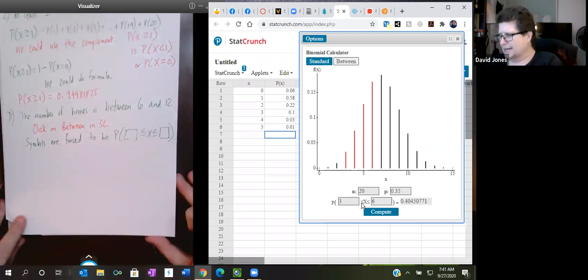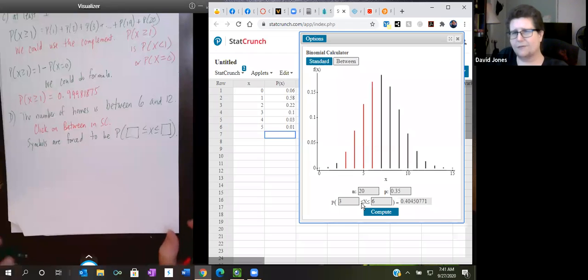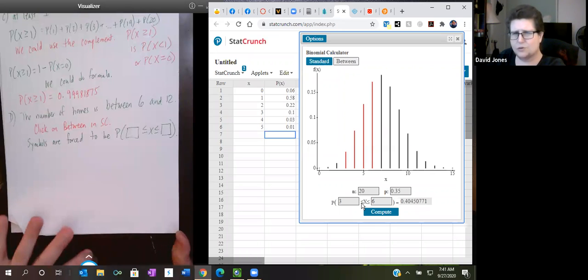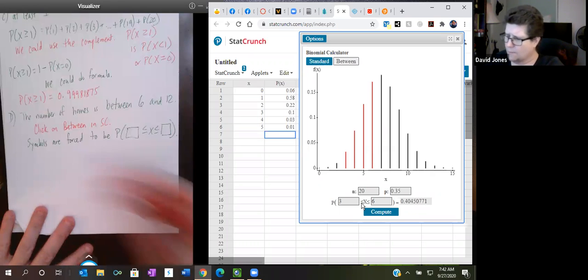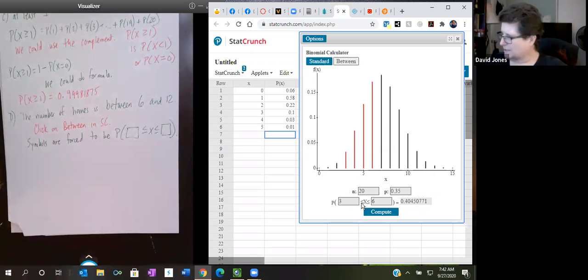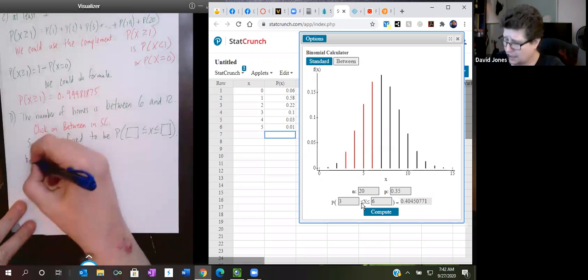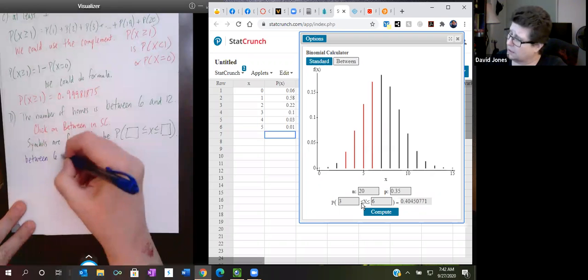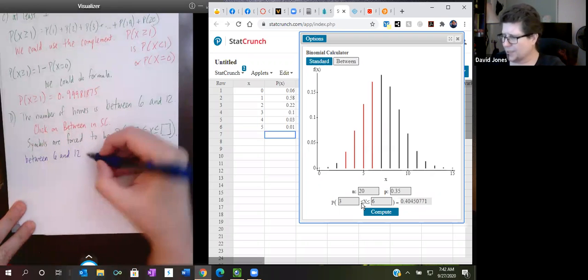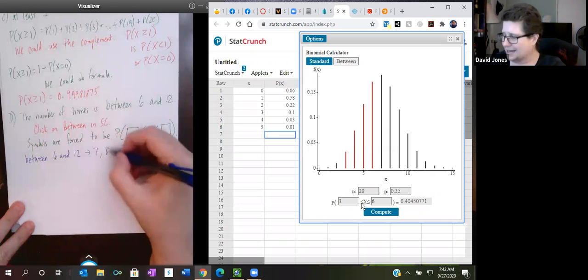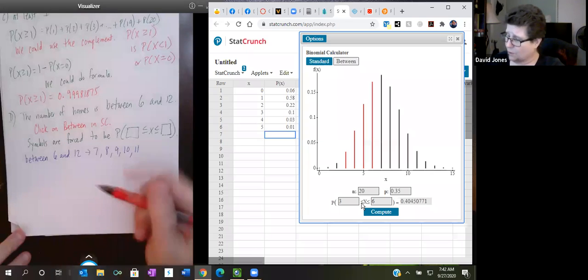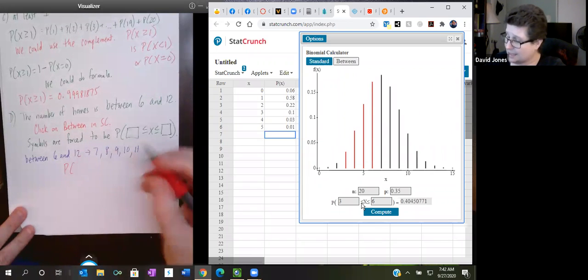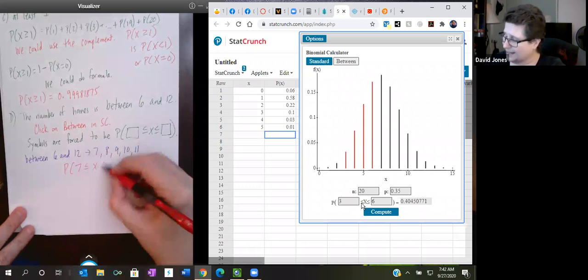And the wording here is a little vague. Do we include the 6 and 12 or do we not include the 6 or 12? This is where you'll see, like in the homework, they should say use the word inclusive. Between 6 and 12 does not imply including them. The numbers between 6 and 12 are 7, 8, 9, 10, 11. So I would need to do probability that 7 is less than or equal to X, less than or equal to 11.